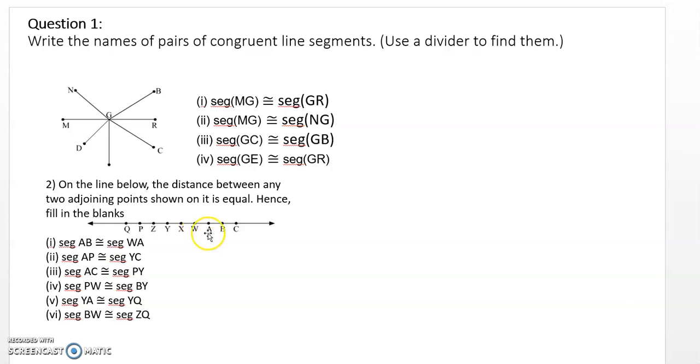So 1, 2, 3, 4, 5. So the fifth point is C, so you can write it as YC. Now the third is given as AC. Now between A and C there are 2 points.